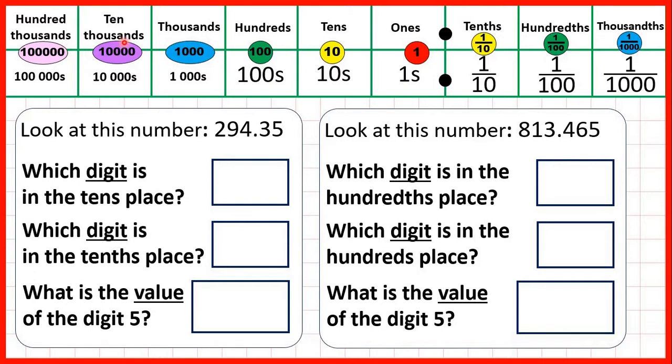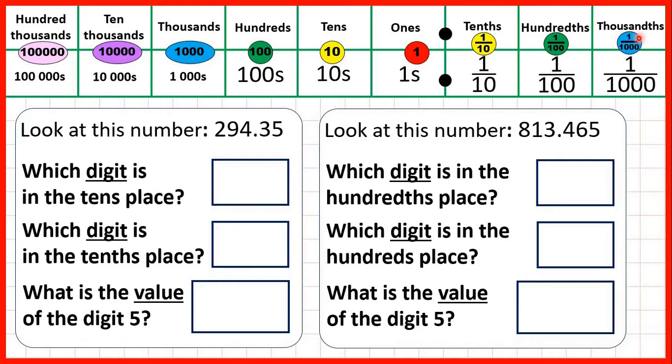And we also know, going the other way, that if we divide 100 by 10, we get 10. If we divide 10 by 10, we get 1. And it carries on into our decimal place values. So if we divide 1 by 10, we get 1/10. If we divide 1/10 by 10, we get 100th. And if we divide 100th by 10, we get 1,000th.